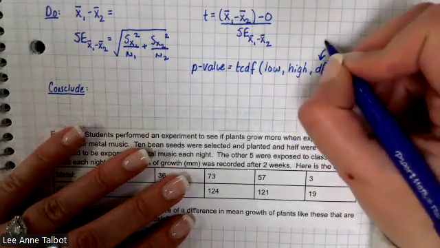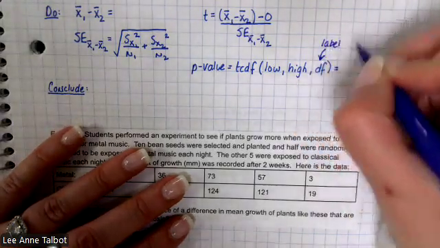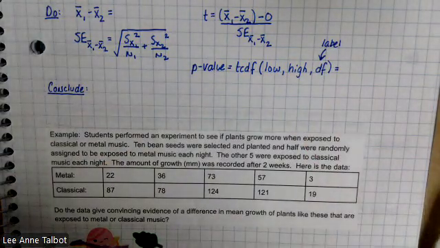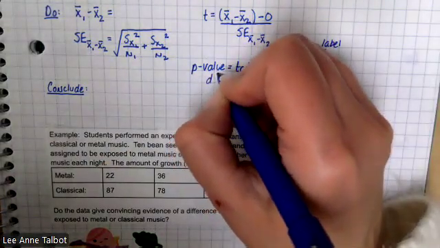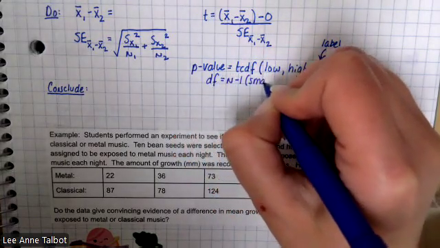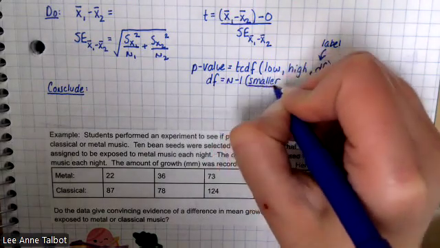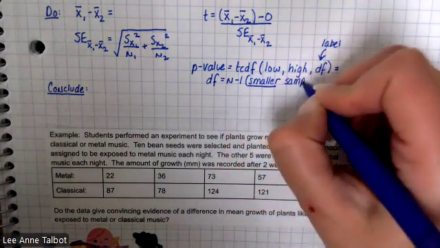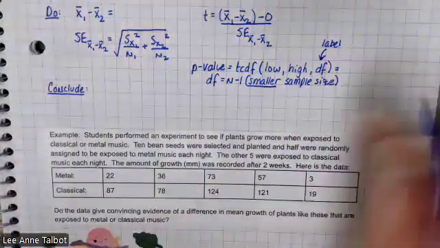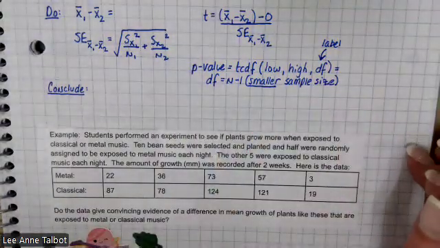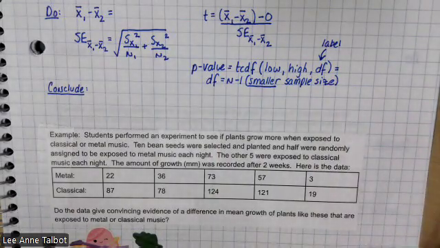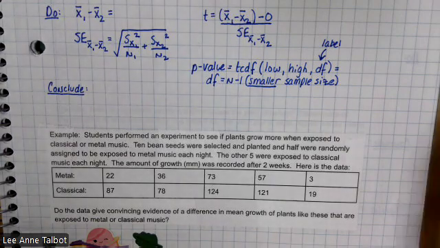Hey, make sure to label degrees of freedom in your p-value statement. And also, degrees of freedom is n minus 1 for the smaller sample size. Has to be for the smaller one so that you're conservative. You can't say that you took a bigger sample than you did. Okay.